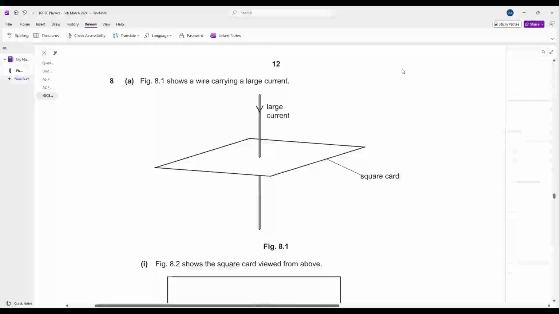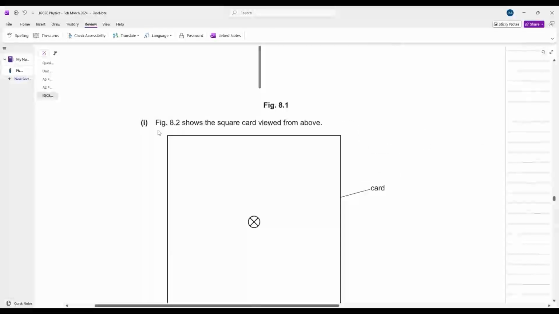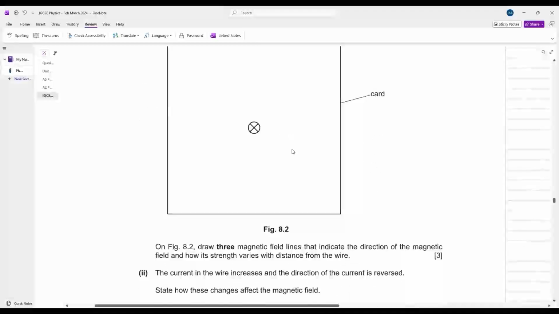Let's further move ahead. Figure 8.1 shows a wire carrying a large current. Perfect. This current is going into the page. Figure 8.2 shows the square card viewed from above. On figure 8.3, draw three magnetic field lines that indicate the direction of the magnetic field and how its strength varies with distance from the wire.